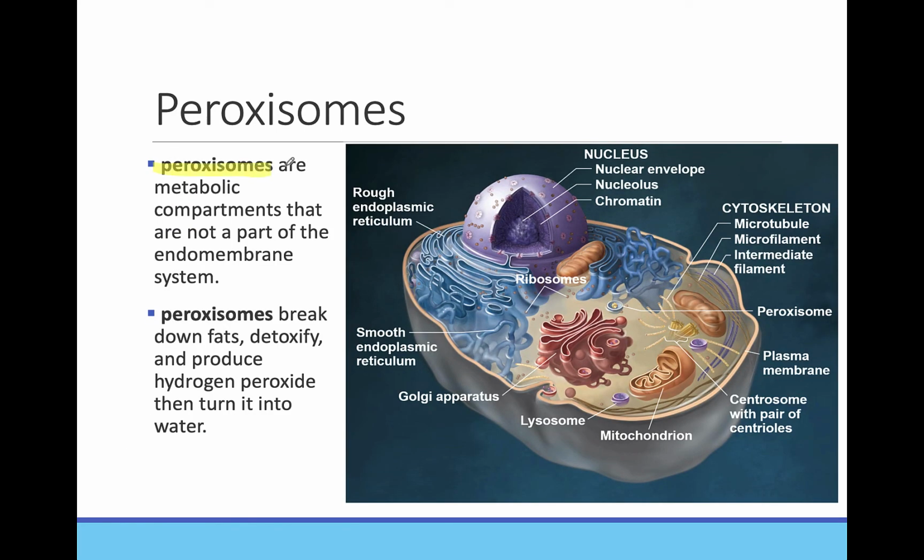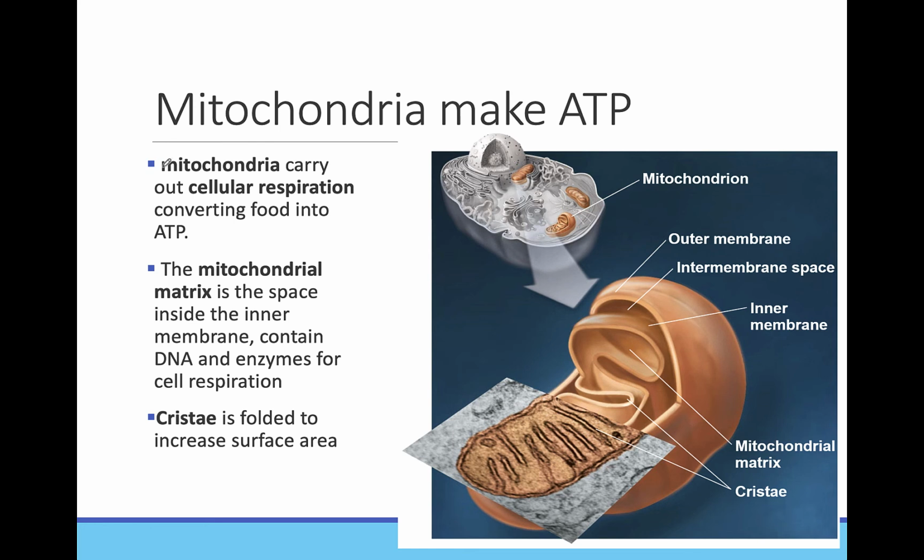Peroxisomes are small membrane-bound sacs similar in size to lysosomes. These organelles are not well understood. Peroxisomes produce a toxic substance called peroxide, then break the peroxide down into water. Peroxisomes can also break down fats. Mitochondria are the powerhouse of the cell.